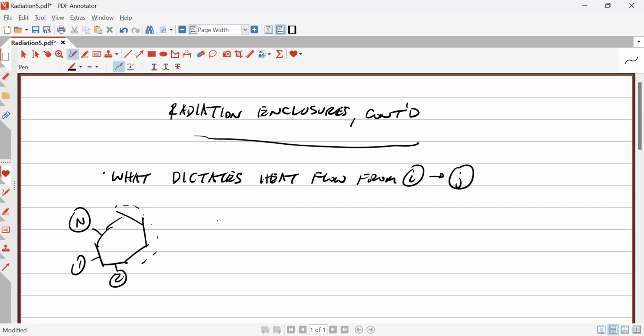Well, there's really two things. The first thing here is the view factors. And the view factors, again, tell you how much heat leaving I goes to J. That's one element of it, but the second element of it is the surface properties of each of the surfaces.